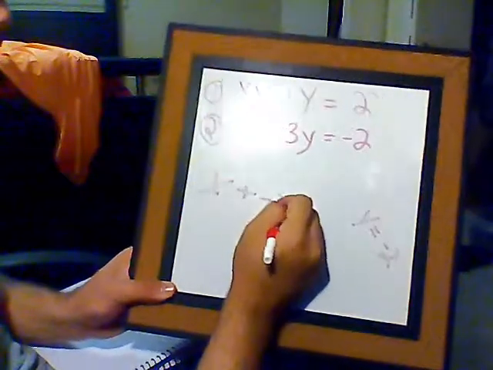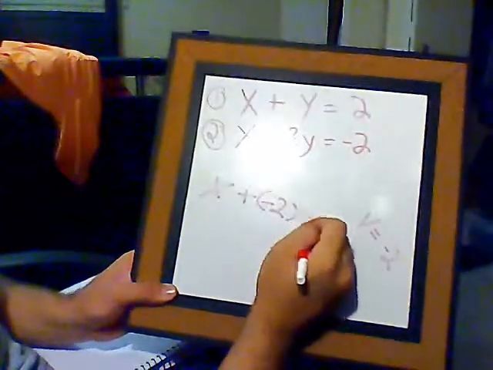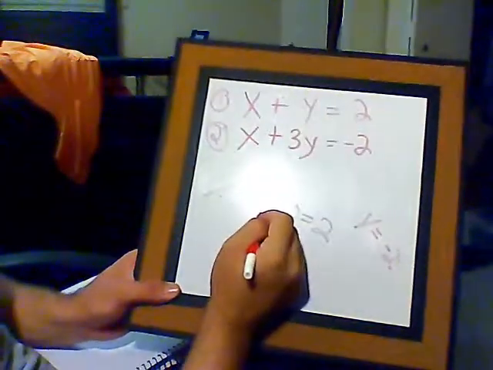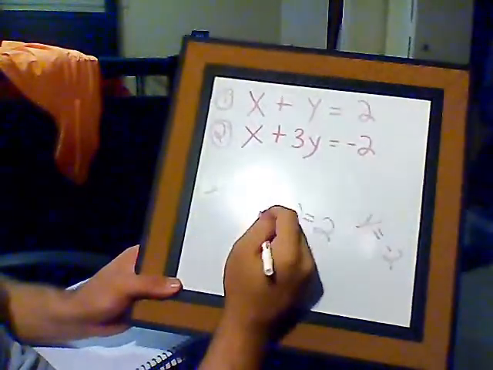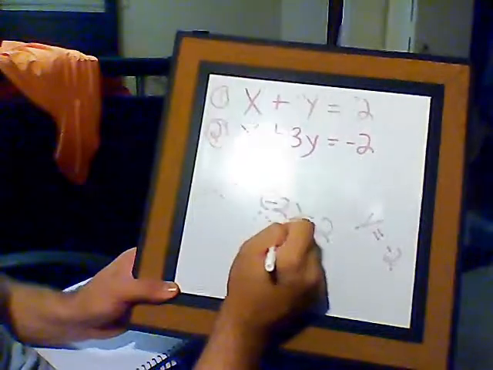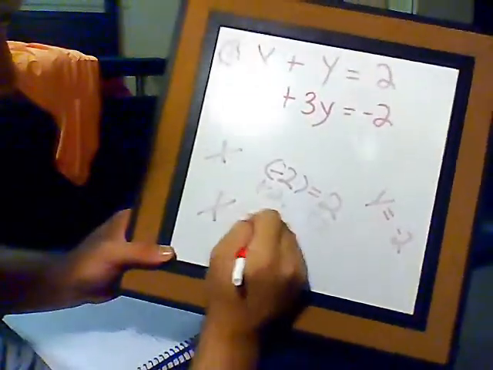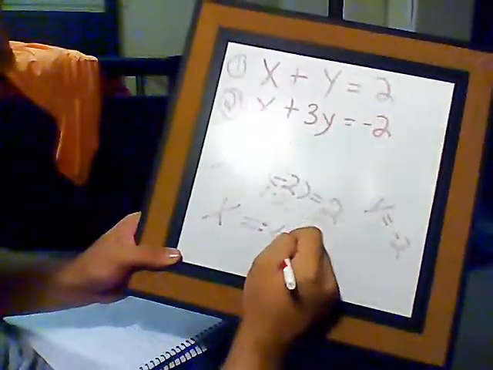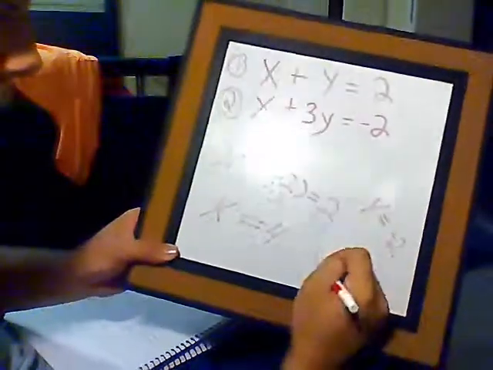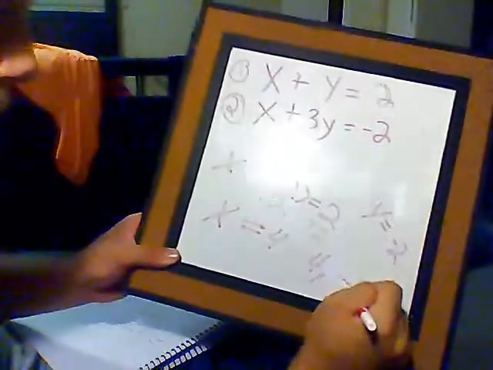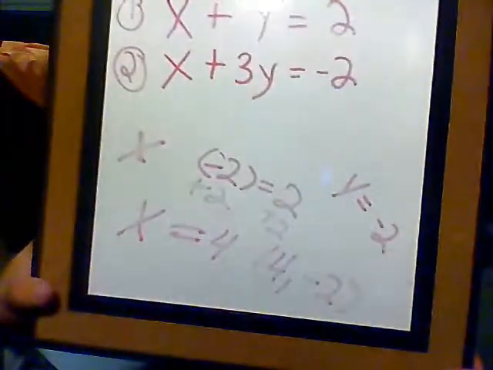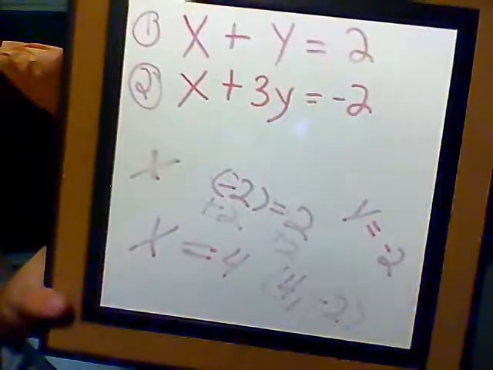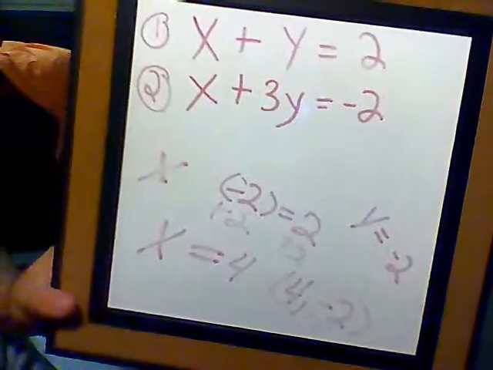Now substitute the y back into the first equation, just as you did in the substitution method. Now you should get x minus 2 equals 2. Add it to the other side so that x equals 4. So the solution set is 4, negative 2. Notice how the solution, or your answer, is the same as the substitution method. Both methods work just as equally.